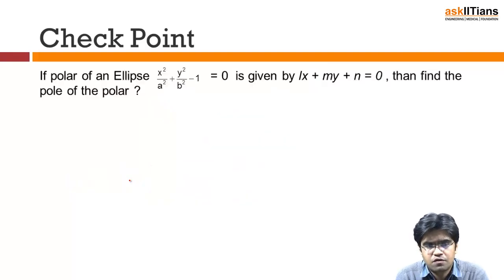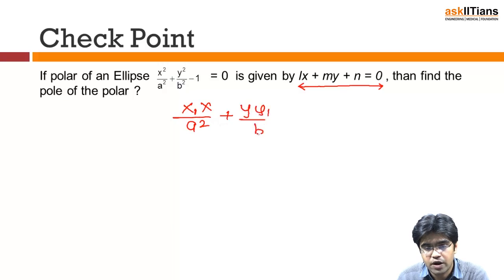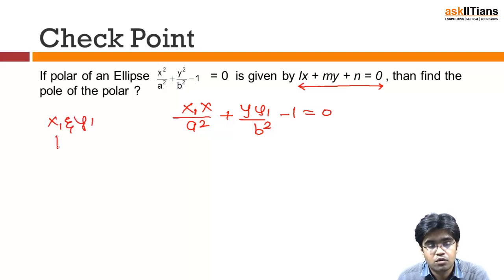Let's solve one more question. If the polar of the ellipse is given by this, then we need to find the pole. Now here the question is reversed. Here we are given the polar, this is the polar, and we need to find the pole. We know that if this is the polar, then it has to be of this form: x1 x by a square plus y1 y by b square minus 1 equals 0. This has to be of this form, where x1 and y1 are your pole.